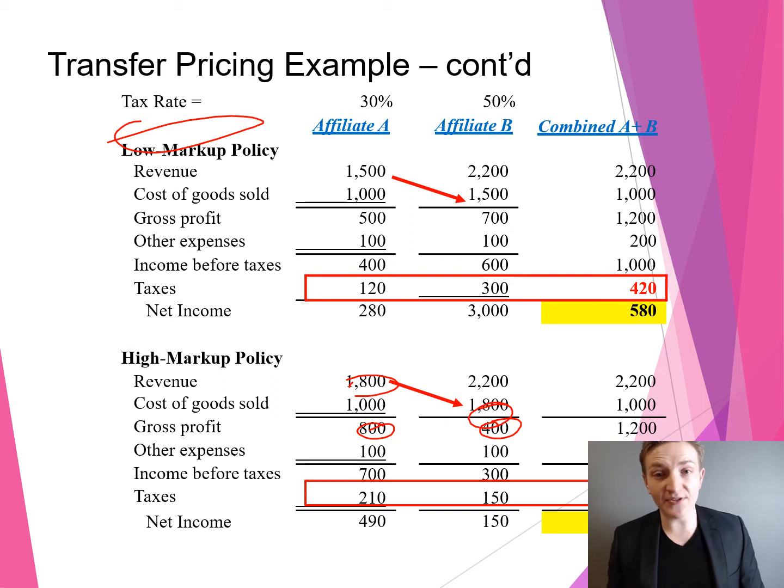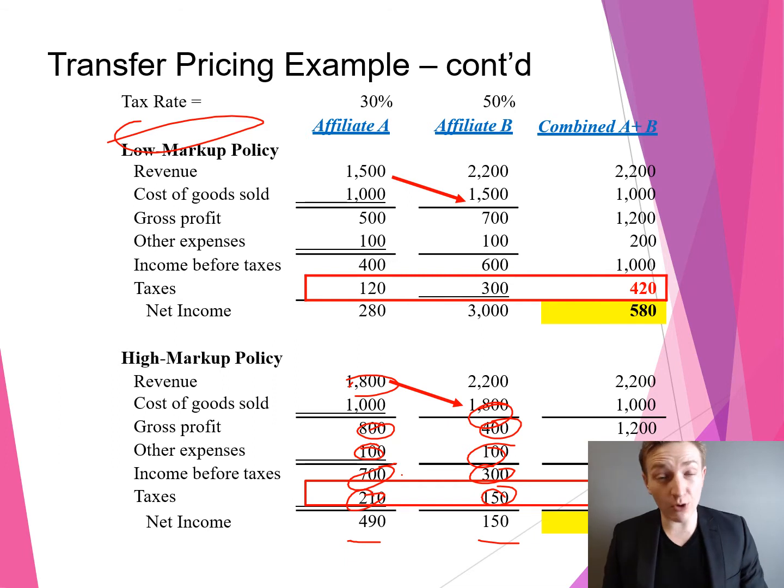Now let's keep the other expenses constant as before, so $100 for the other expenses for each of them. So therefore the pre-tax income for company A is going to now be $700, whereas before it was $400. The pre-tax income for company B is now going to be 300, whereas before it was 600. So when we have taxes added on here, the tax rate for company A is lower than it is for company B. So our taxes for company A are 210, being 30% of 700, and they're 150, being 50% of 300. So therefore, our after-tax income is now 490 for company A and 150 for company B.